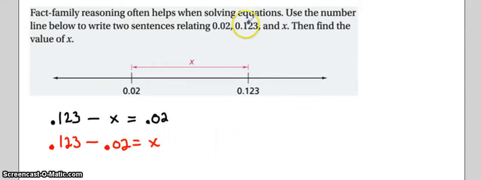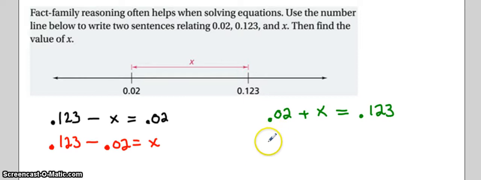All right, so that being said, we have another system that we can find, which would be the addition sentences. So this would be what would happen if we start at 2 hundredths, 0.02, and if we added x, we would finish or end at 123 thousandths. Okay, so if we start here and we finish or end at 123 thousandths, that would be the addition. Again, there are 2 addition sentences in a fact family.